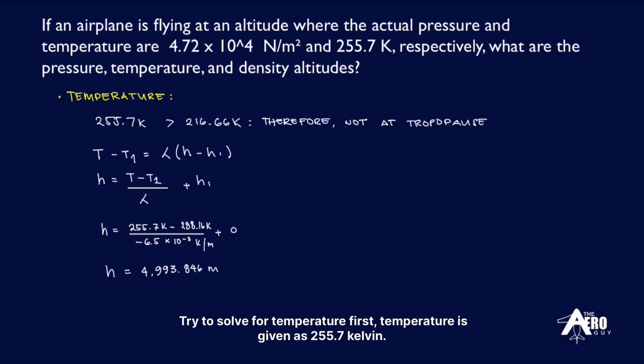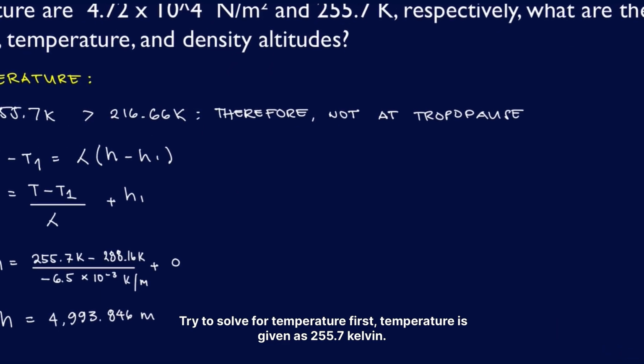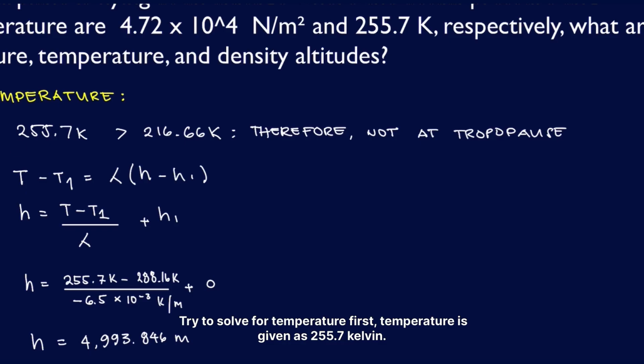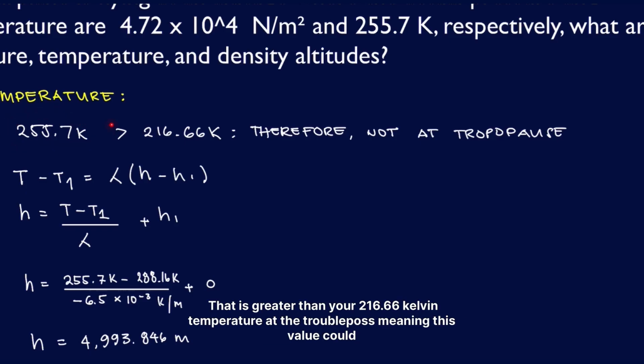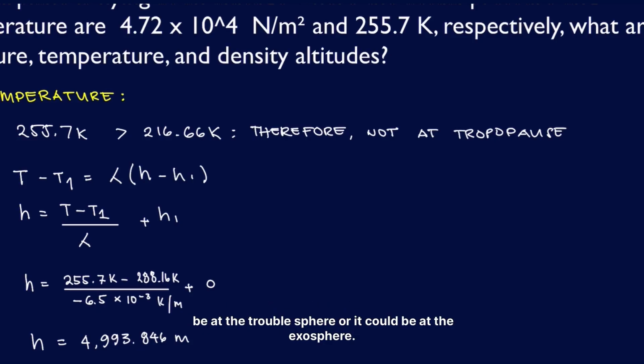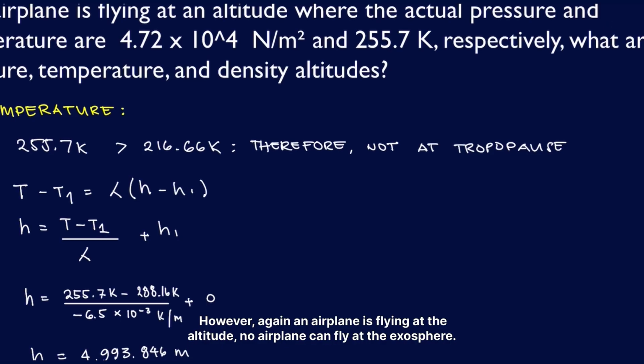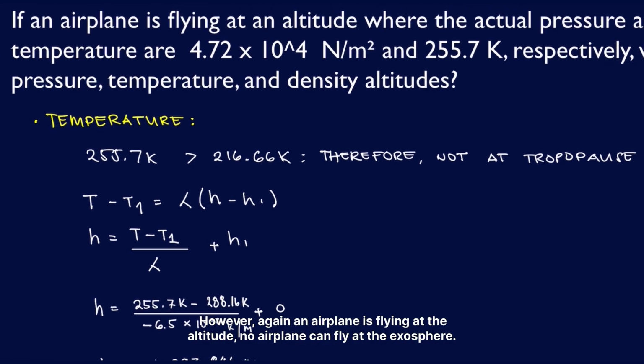Let's try to solve for temperature first. Temperature is given as 255.7 Kelvin. That is greater than your 216.66 Kelvin temperature at the tropopause, meaning this value could be at the troposphere or it could be at the exosphere. However, again, an airplane is flying at that altitude. No airplane can fly at the exosphere. Therefore, this temperature only means that we are within the troposphere.